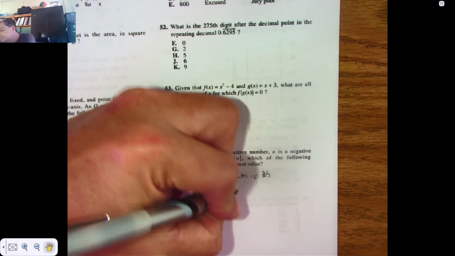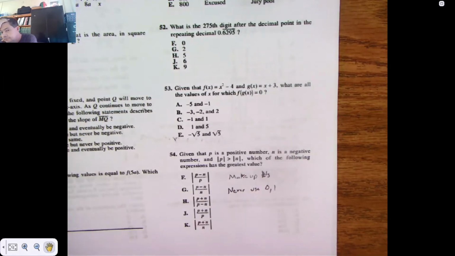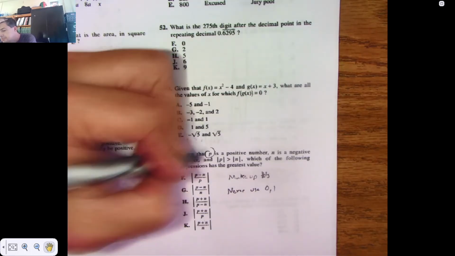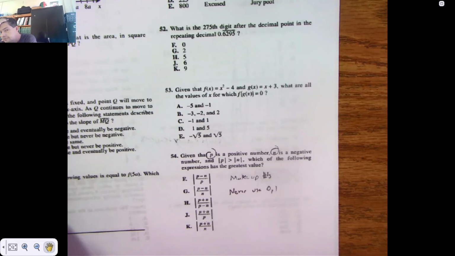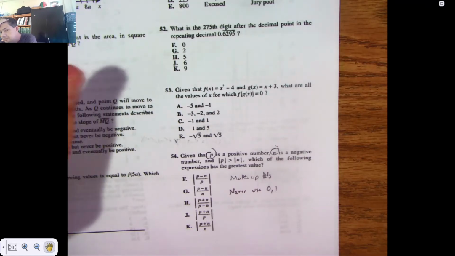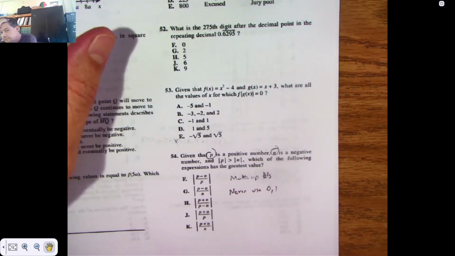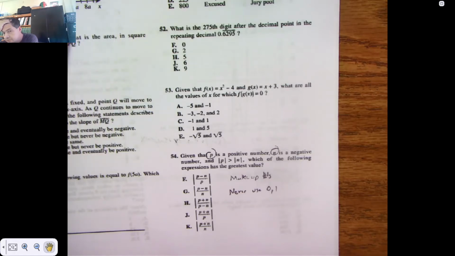Never use 0 or 1. Okay? Now it says p is positive, n is negative. And the absolute value of p is greater than the absolute value of n. Which means like if n was -2, p would have to be at least 3. I hope you get that.